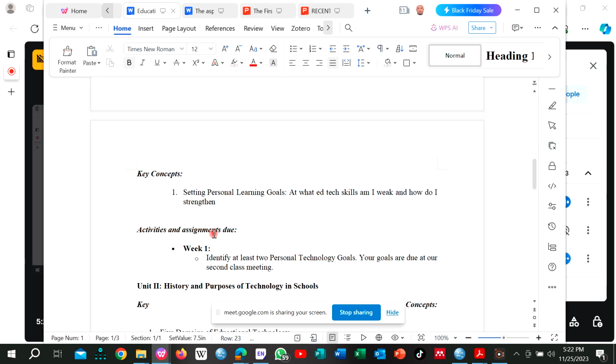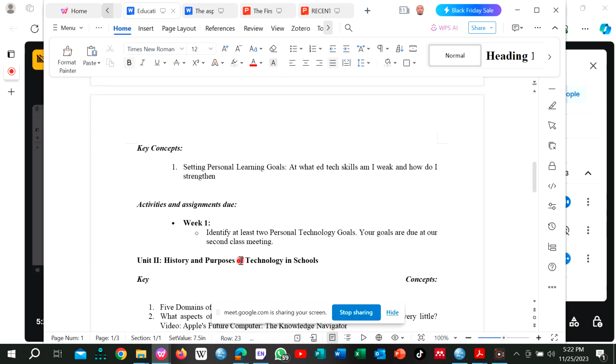And as an activity, we want you to identify at least two personal technology goals. When I say technology goals, I'll train you on how to set your goals. When you set a goal, you are evaluating yourself. What education technology skills am I weak at, and how do I strengthen them? What education technology skills am I good at?